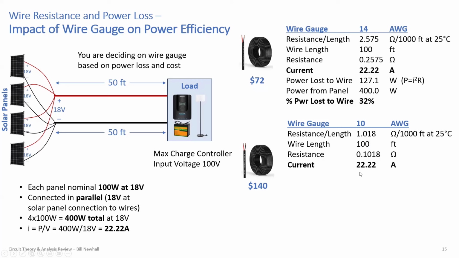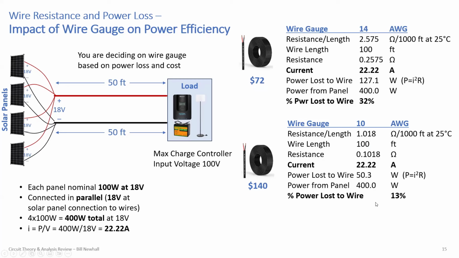But you still have that same current, 22 amps. So the power loss to the wire is 50.3 watts. That's still a lot of power, right? You're losing a lot of power to metal, which is supposed to be a perfect conductor in our circuits class. It's not. So this is something to consider, but it's less power loss. So we have 400 watts from the panel. That means only 13% of that power is lost to the wire.